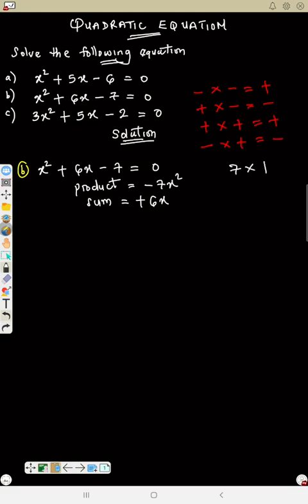Now I told you, if the sum is plus and the product is minus, where are you going to put the minus? We put the minus in the smallest number, so that we can have 7 times minus 1, which gives us minus 7, and 7 minus 1 gives us 6.